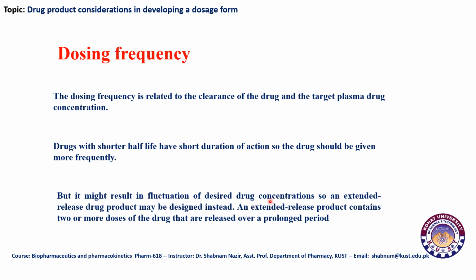So there is a solution for the manufacturer: they could design an extended drug release product, and an extended release product contains two or more doses of the drug that are released over a prolonged period of time. It is helpful in maintaining the desired drug concentration for a long period of time and not fluctuating at all. So this is a much more desirable dosage form or drug design for the final drug product.